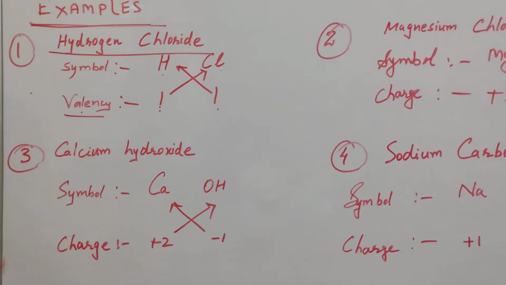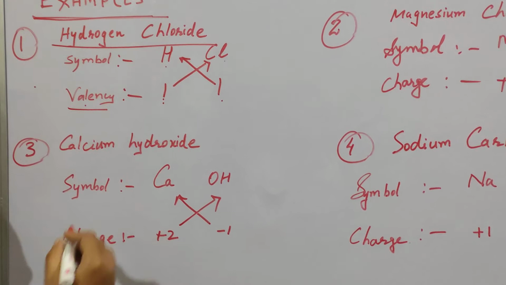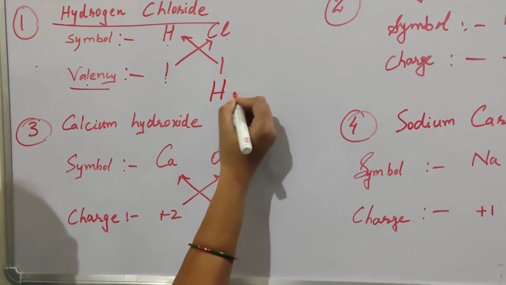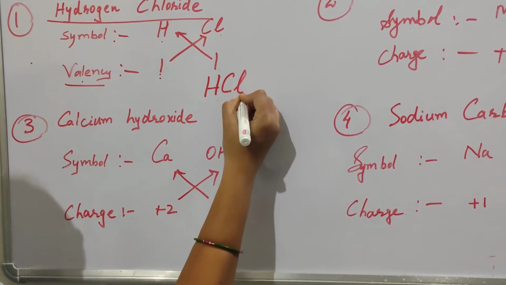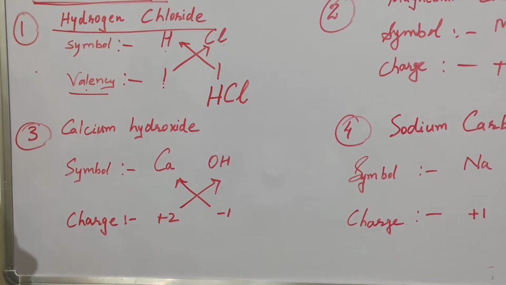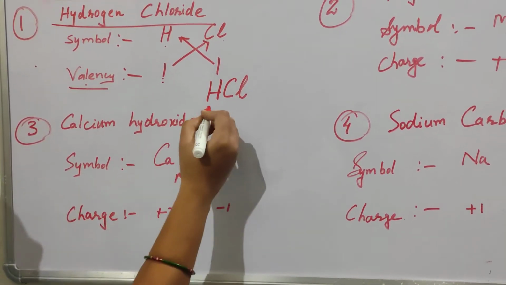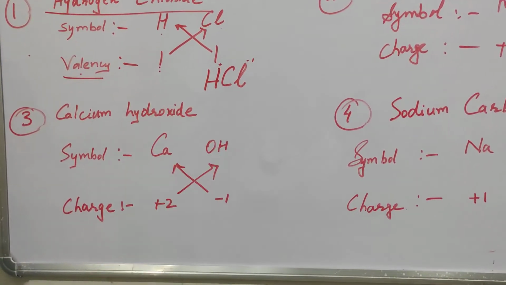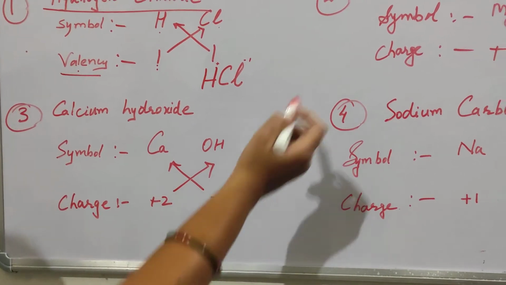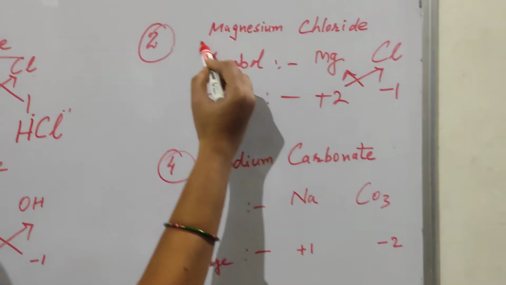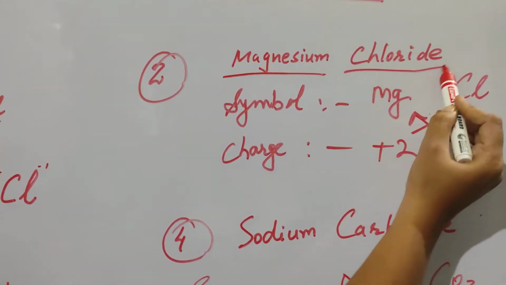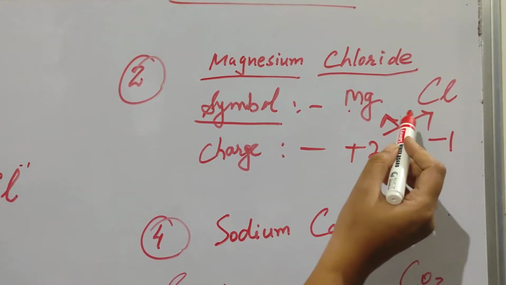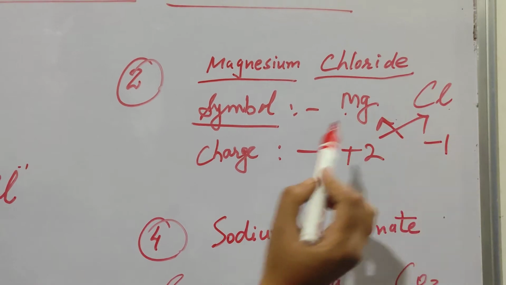Another example of a simple compound is sodium chloride also. So now the formula will be capital H, C and l. Hydrogen chloride. So here plus 1 and minus 1 are balanced by each other. Second example, the next compound is magnesium chloride. Symbol magnesium Mg, chloride Cl.